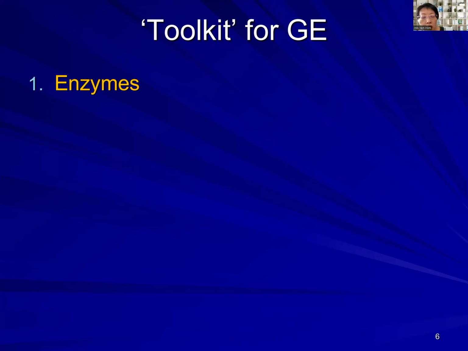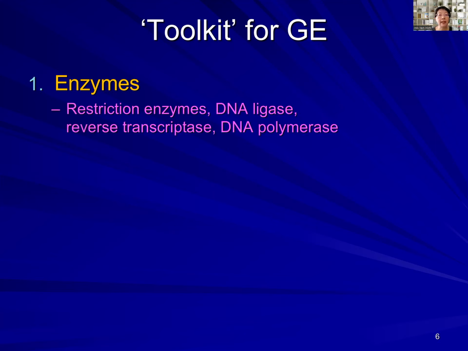So what are the toolkits for genetic engineering? Of course, the very first one is enzymes, because enzymes can catalyze a lot of processes to change the DNA or the gene. These are the four enzymes that you need to learn in the syllabus: restriction enzymes, DNA ligase, reverse transcriptase, and DNA polymerase. We're going to discuss these later on.